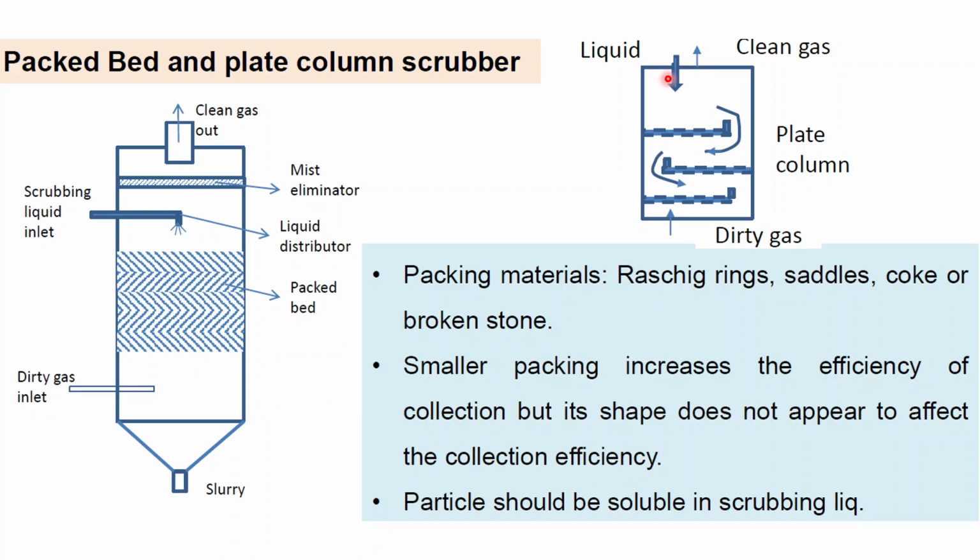So the liquid which is sprayed from above gets settled on this, and while overflowing comes onto this plate, and likewise it also cleans up, scrubs away all the particulate matters present in the syngas. And the packing materials may include different kinds of materials such as Raschig rings, saddles, coke and broken stone, etc.